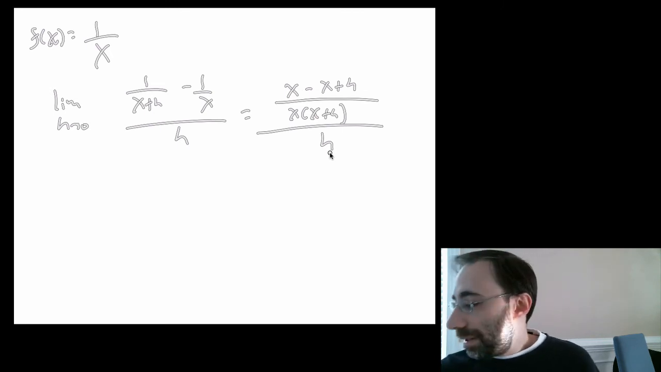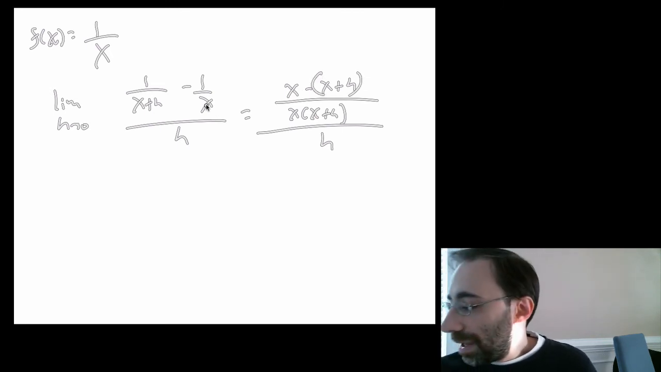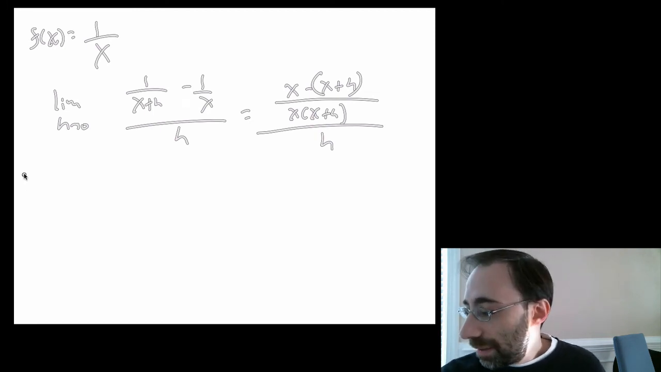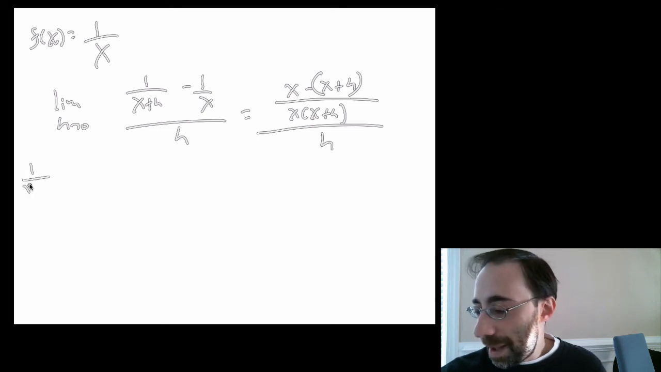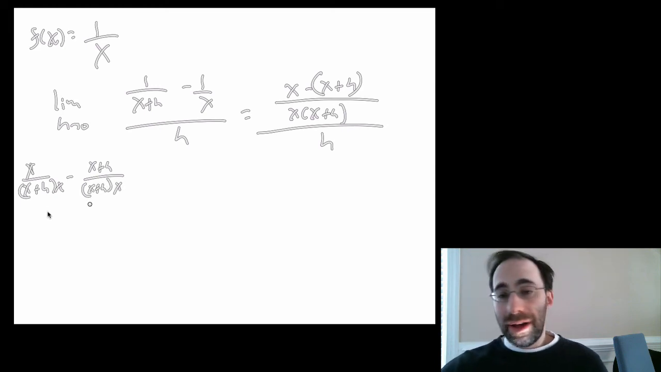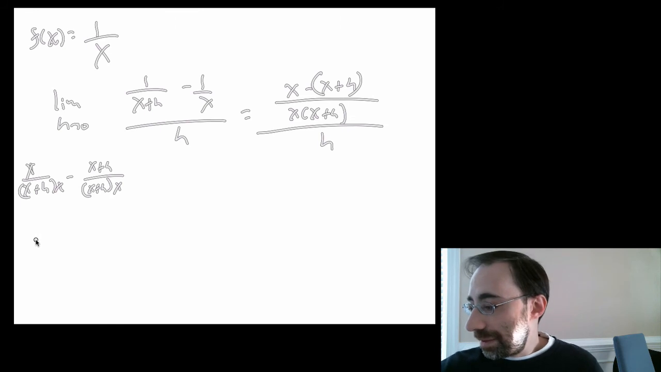So what I did was, sorry, let's add parentheses. I combined those two things. If you want to see that in a little more detail, I multiplied the one on the left, top and bottom, by x. I multiplied the one on the right, top and bottom, by x plus h. And that allowed me to combine the two of them. All right, that's how I got this thing over here.